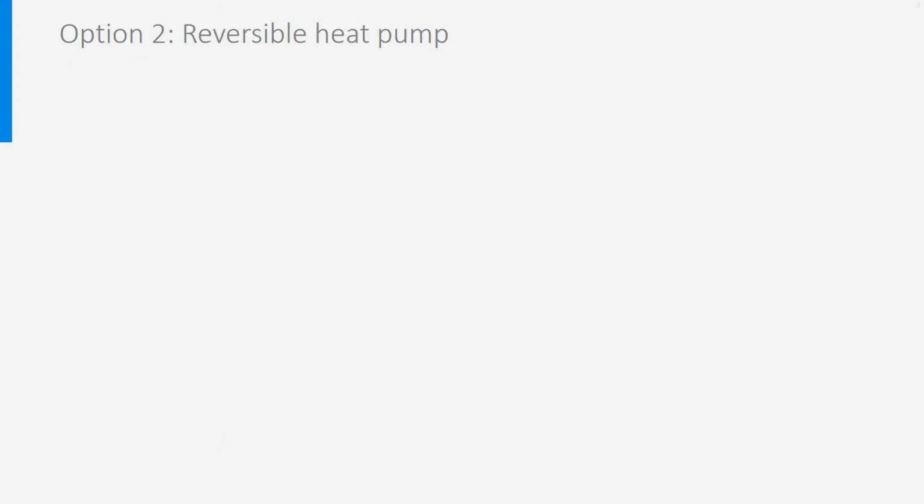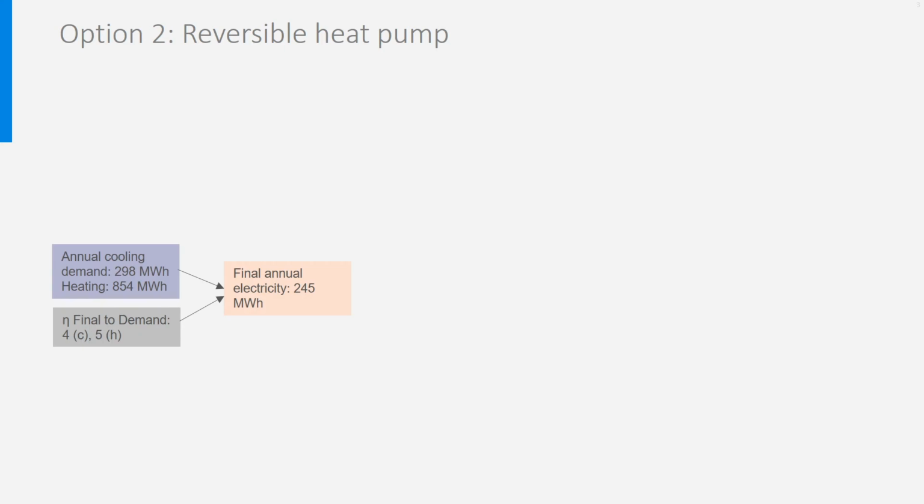Let's continue with the reversible heat pump. It will produce both heating and cooling. The final annual electricity demand is then 298 divided by 4 plus 854 divided by 5, which is 245 megawatt-hour. In the Netherlands, the efficiency of making electricity is 0.4. The annual primary energy is therefore 612 megawatt-hour.